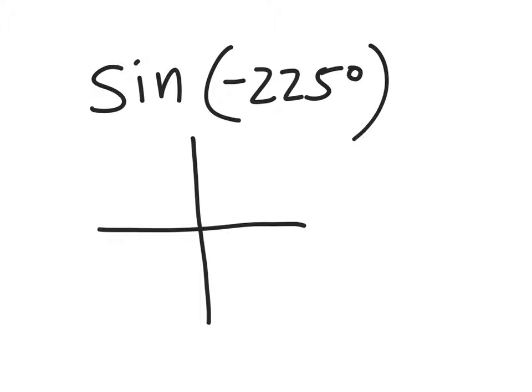Sine of negative 225 degrees, I'm going to draw the rotation. It's going to be clockwise or down. So here's 90, 180, not quite to 270. Negative 180 degrees minus negative 225 degrees is going to give me my reference angle, which will be 45 degrees.